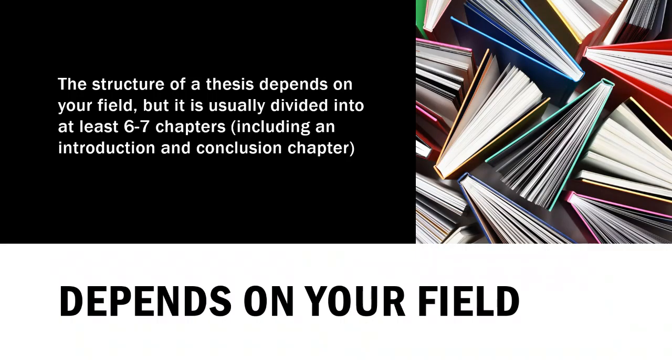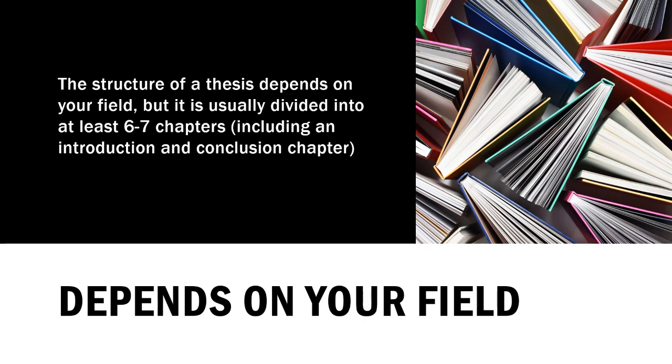So when we talk about the structure of a thesis, there's a general or generic structure that we're going to go through, but it also depends on your field. So usually a generic structure for a thesis will contain about 6 to 7 chapters, it could be more, which then includes your introduction and your conclusion chapter.